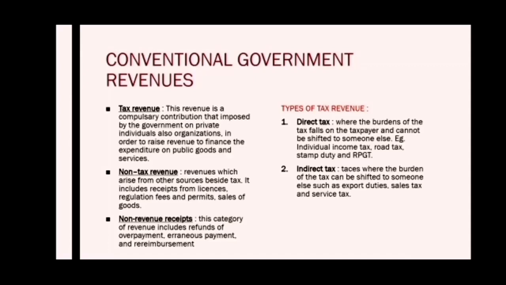Okay. Non-tax revenue is revenue which arises from other sources besides tax. It includes receipts from licenses, regulation fees and permits, and sales of goods. So lastly, non-revenue receipts. This category of revenue includes refunds of overpayment, erroneous payment, and reimbursement.